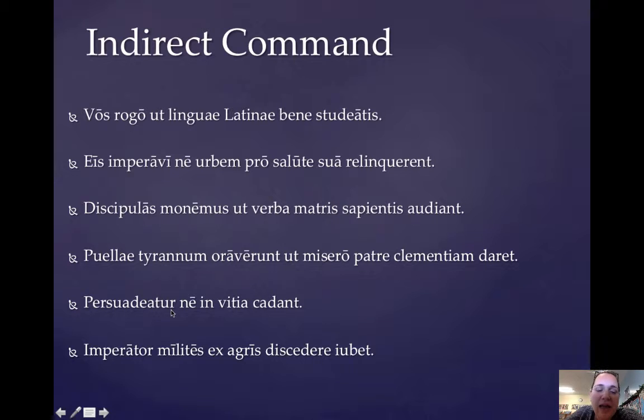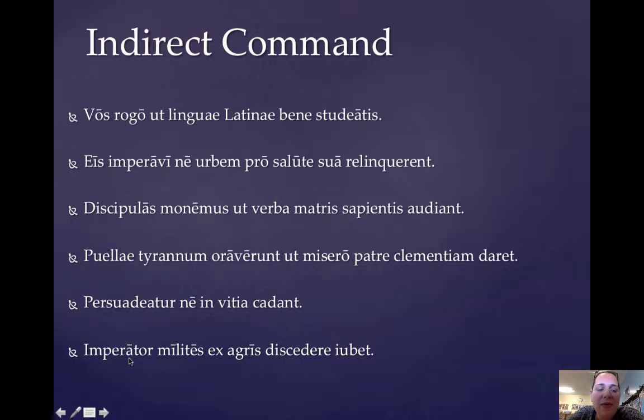Persuadeatur, let him be persuaded. So here we actually have a jussive subjunctive, or maybe a volitive. So he should be persuaded, or let him be persuaded, ne cadat, not to fall in vitia, into vice.